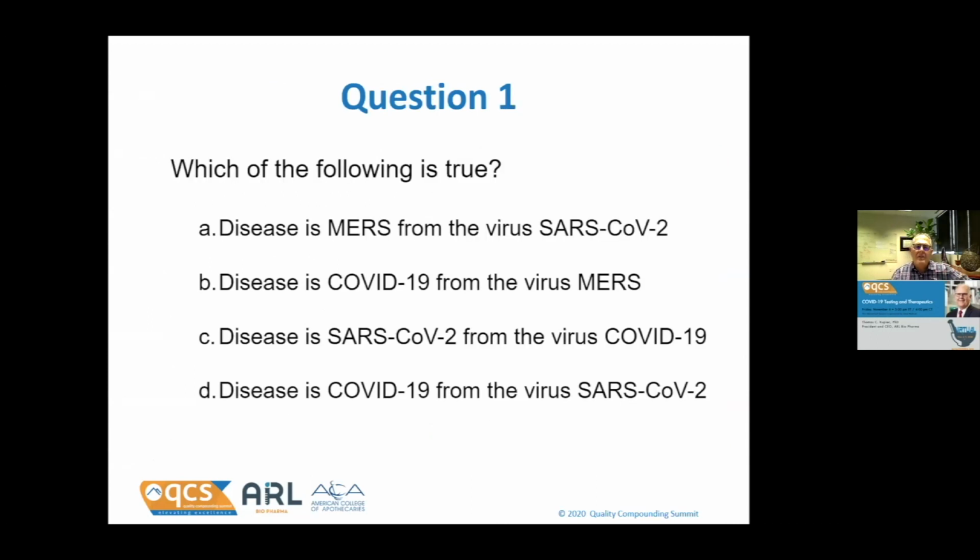Okay, question 1: which of the following is true? A, the disease is MERS from the virus SARS-CoV-2; B, the disease is COVID-19 from the virus MERS; C, the disease is SARS-CoV-2 from the virus COVID-19; or D, the disease is COVID-19 from the virus SARS-CoV-2. And the answer is D.